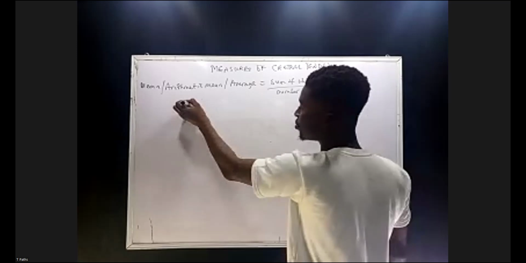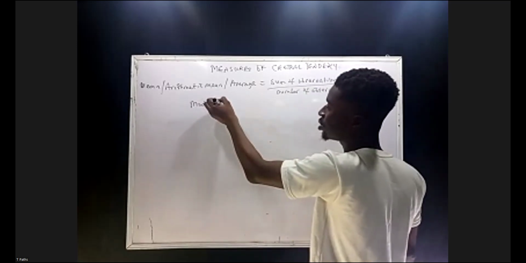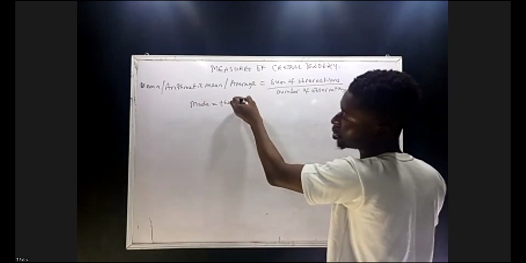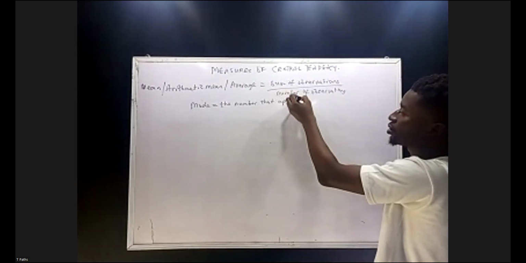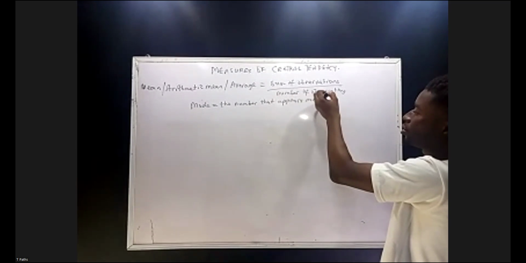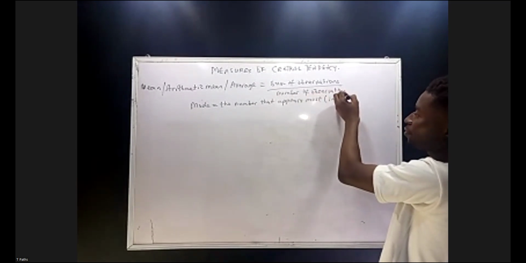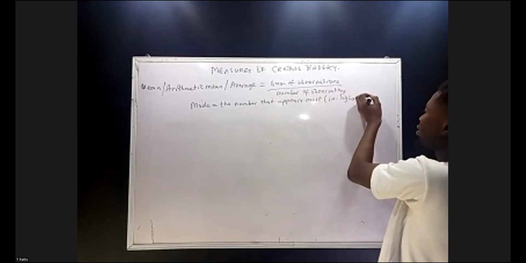Now, the next one is what? Mode. Mode is the number that appears most. That is the highest frequency. The number with the highest frequency.